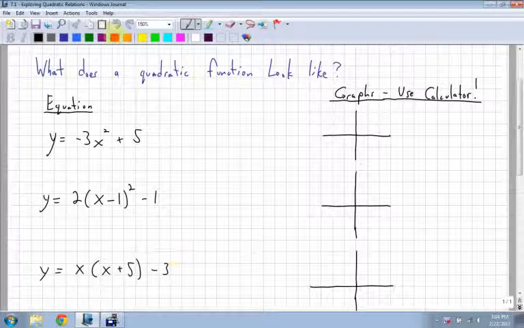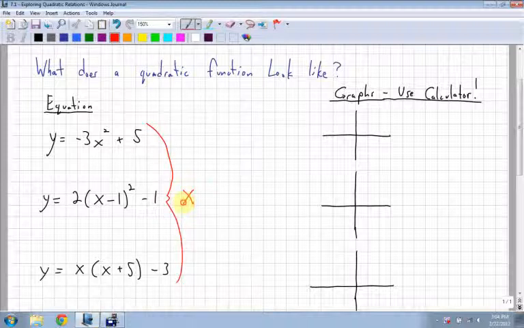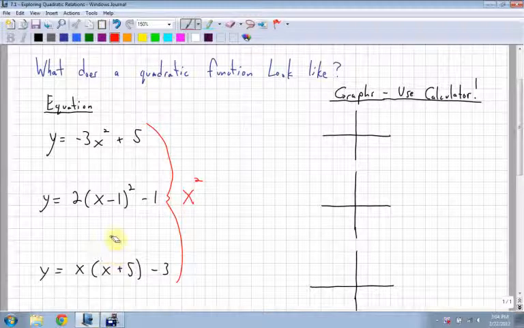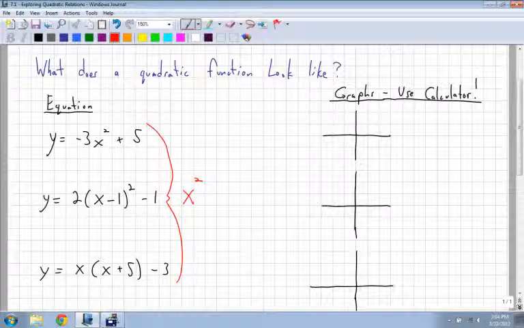These all have something in common. Everything that they have in common is that they all have an x squared term. The first one is really easy to see. I have an x squared. The second one, if I multiplied the brackets out, would give me an x squared. And the third one, if I multiplied the x times the x, would give me an x squared. So quadratic functions all have x squared in common. They must have an x squared. If they don't have an x squared, they're not a quadratic equation.